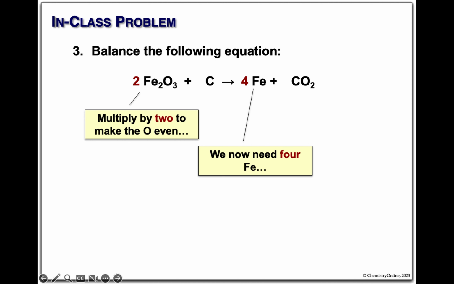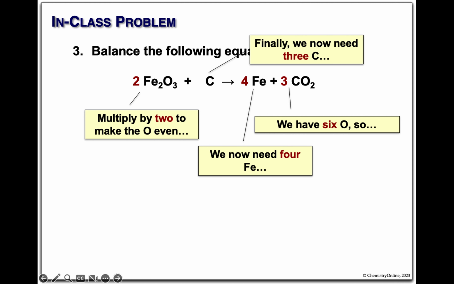We have 6 oxygens here, only 2 on this side. We need a 3. And finally, 1 carbon, 3 carbons. Simply put a 3 in here. And by George, we have balanced this equation.